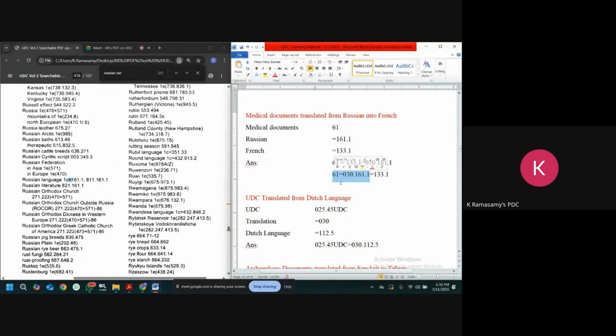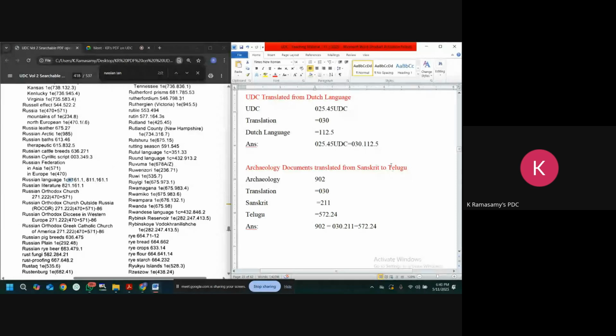So these are the documents translated from Russian language into French language. How to add the number for French? Again, equal to 133.1, which stands for French language. This way, you can construct numbers for translations from one language to another language in UDC. That's the beauty of UDC.